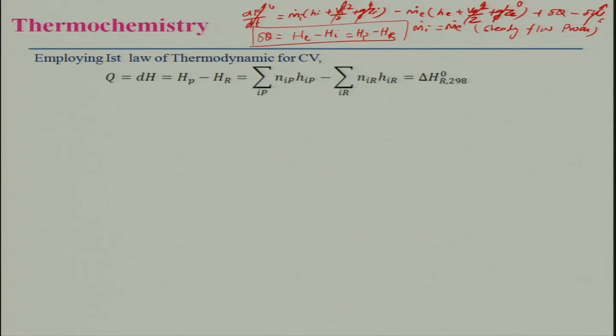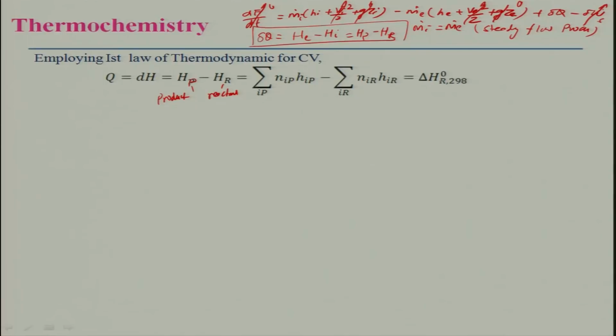And HP minus HR, HP is basically the enthalpy of product minus the enthalpy of reactant. What is the enthalpy of product? It is nothing but the summation of NIP into HIP minus summation of NIR into HIR, and this is for the product side, this P stands for product, R is reactant.